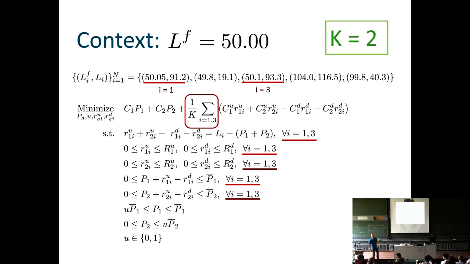How would it work if the context is not discrete? It works the same. You have a continuous probability distribution. Imagine that the context would be 50.0-something, or 51. It's the same. You compute the distance.